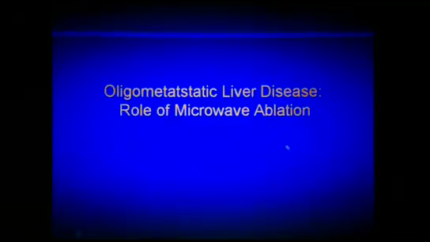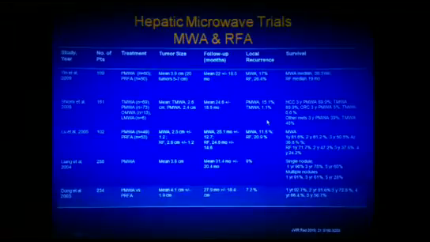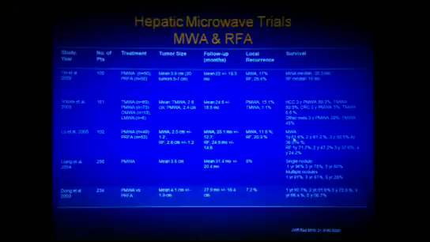So what's the role in liver disease? Busy slide. I'll make it simple for you. Back in 2003 to 2005, there were several studies that looked at survival and local recurrence, some of which compared microwave with radiofrequency ablation, really showing no difference in survival.